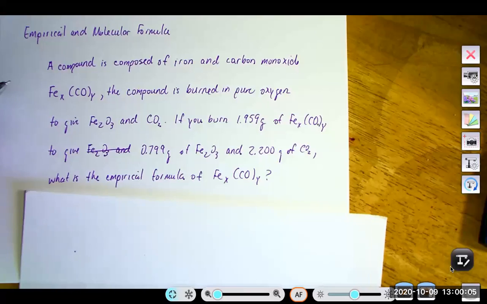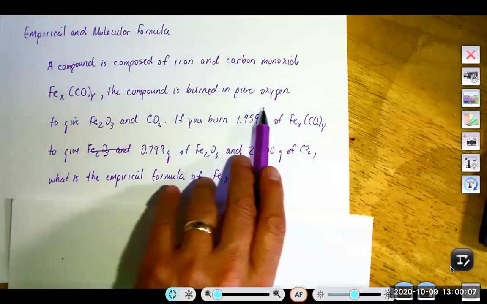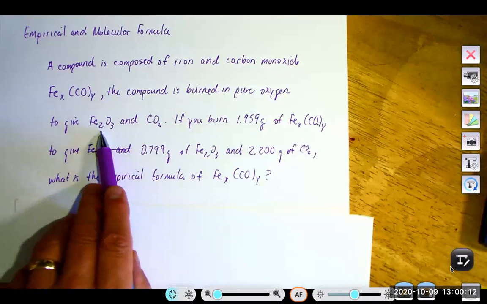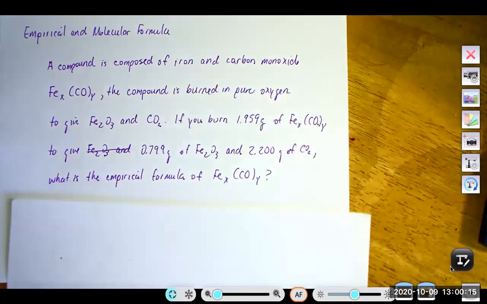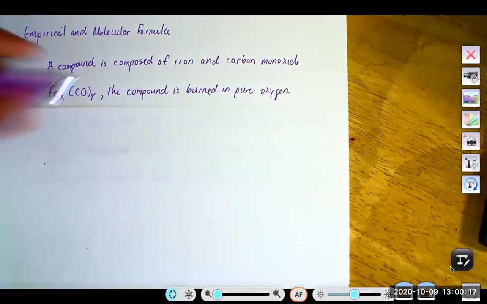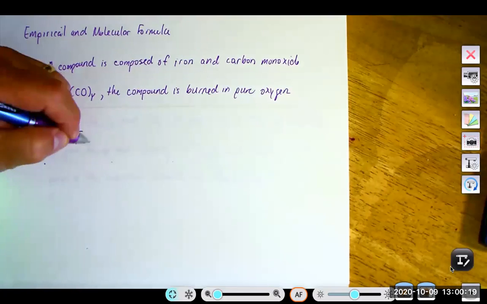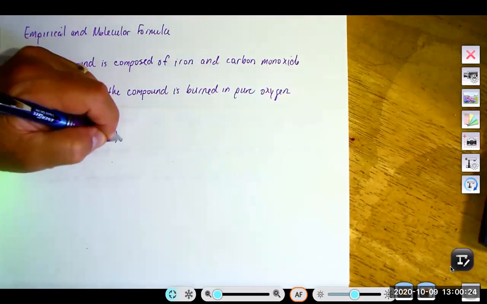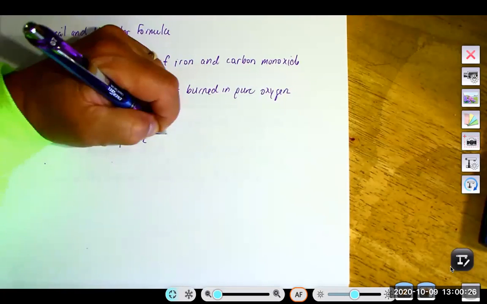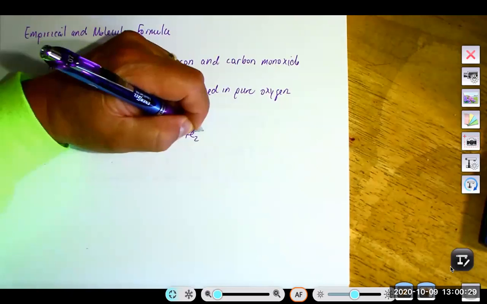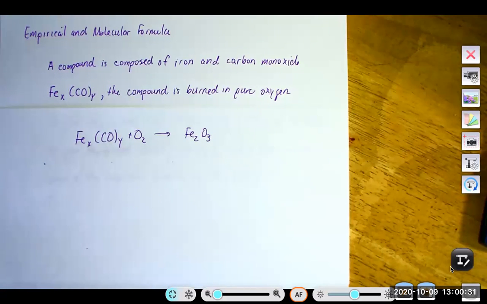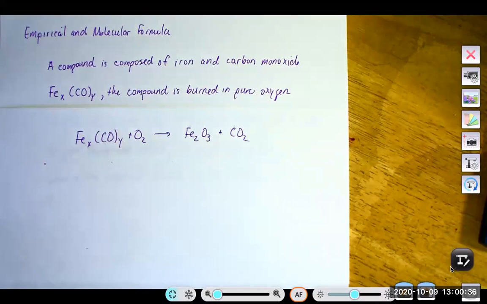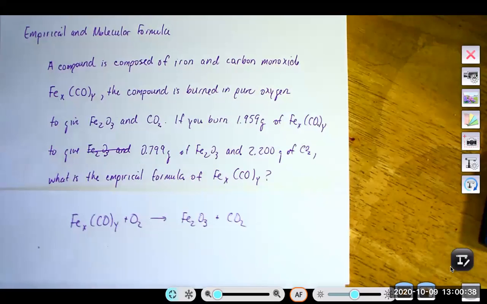So you burn this in pure oxygen to give you iron(III) oxide and carbon dioxide. I'm going to write out the equation, and I'm not going to bother balancing it because that's not of interest to me. Just like when we did the hydrocarbons, we did not balance any reactions. Okay, so this is the reaction that's not balanced.